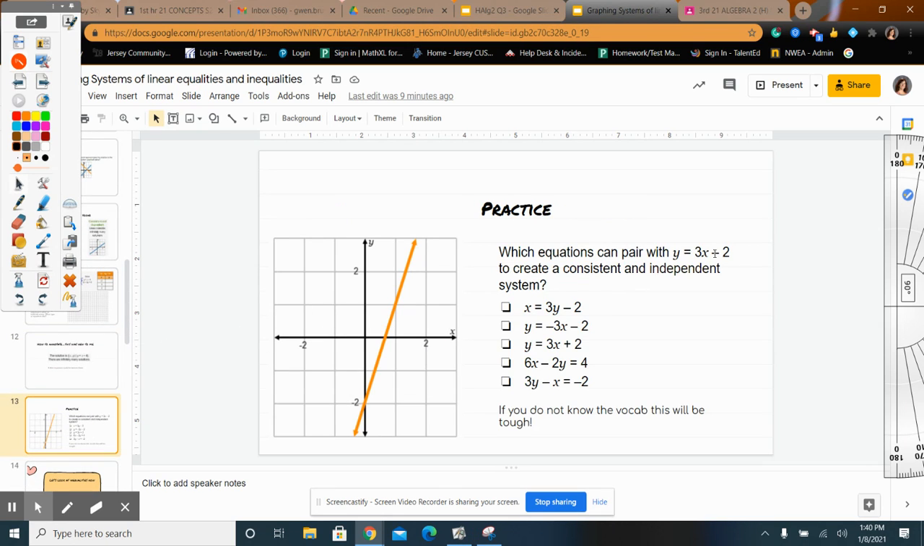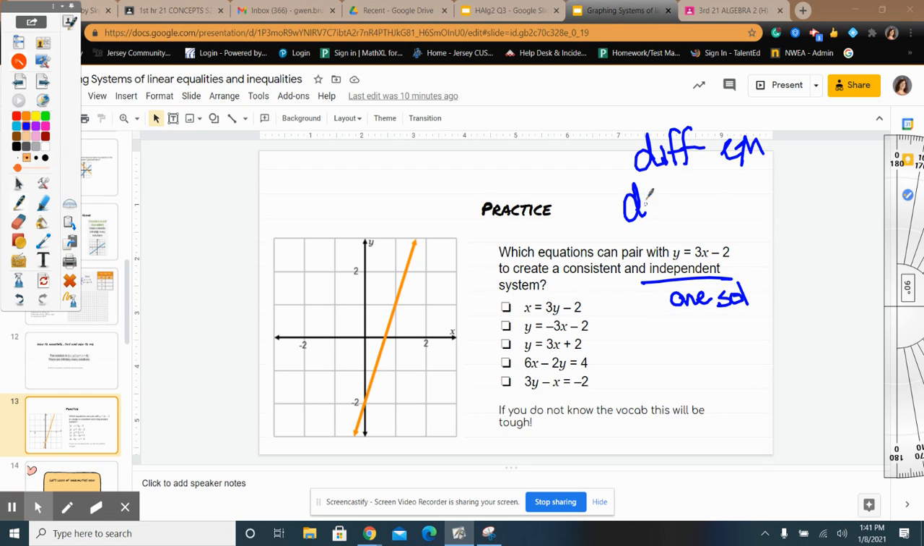So which equations compare with this one to make it consistent and independent? Remember, independent means separate, so it cannot be the same. We want one solution, not infinitely many. So we need a different equation, that way it won't be on top of each other, and we need a different slope so that it wouldn't be parallel. And that makes it consistent.